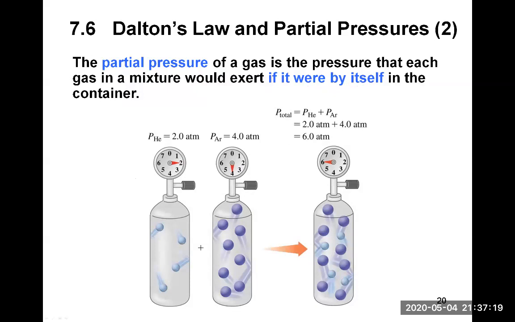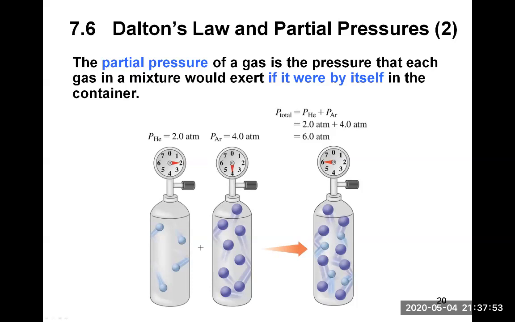If you use a gas tank of a given size and you place some helium in there at a pressure of 2 atmospheres, so that's the left gas tank here, showing partial pressure of helium of 2 atmospheres. Let's say you take another gas tank of the same size and you put argon in it at a partial pressure of 4 atmospheres.